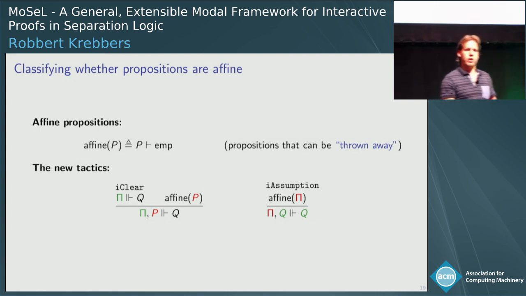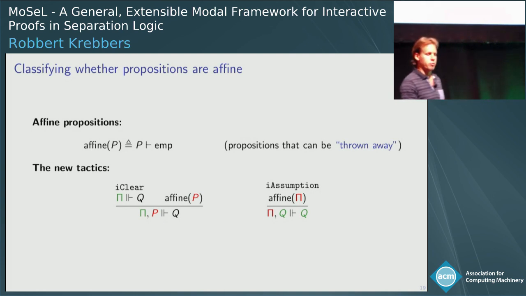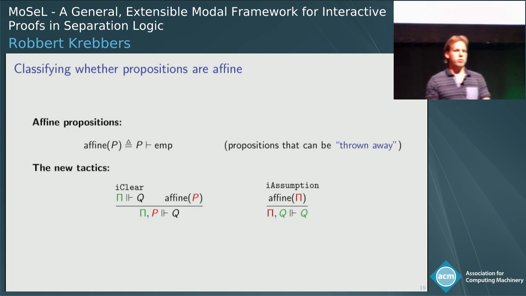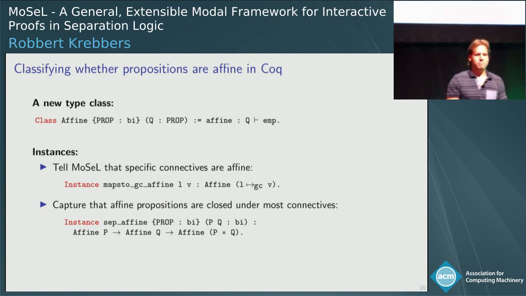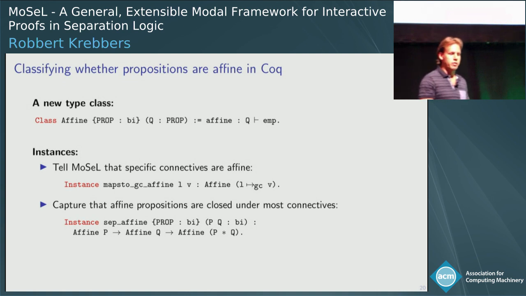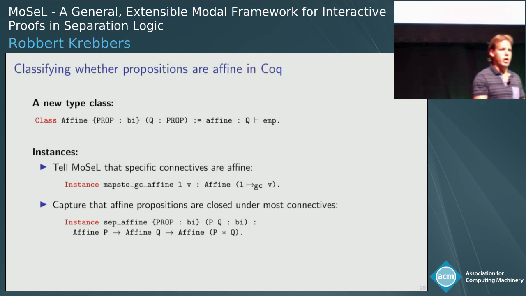And then we can quite easily change all of these tactics to just have affine side conditions. Namely, whenever you want to clear something, then the thing you want to clear should be affine. Whenever you want to use assumption, then the remainder of the context should be affine. So how do we do this in Coq? Well, we use a type class. Using that type class, we can express what it means for a proposition to be affine, and then we can make instances of it. For example, we can declare that our garbage collected points-to connective is in fact affine, so then we can clear it. And we can declare an instance saying that whenever two propositions are affine, then taking the star of them is also affine.